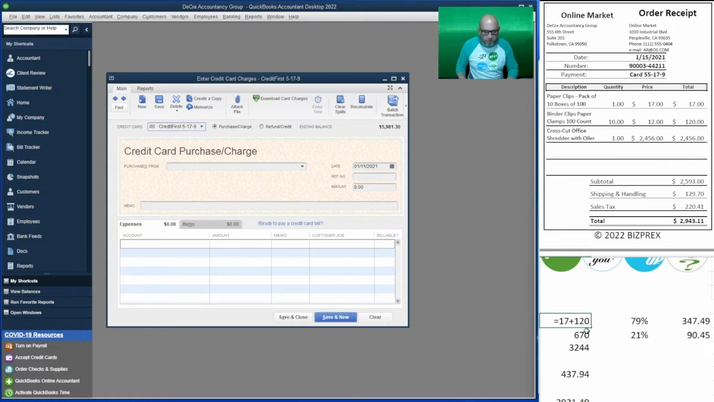17 plus 120. Bottom is 2, 4, 5, 6. Here it is. There's our allocation. Let's do our shipping and handling. And let's see, what is this? That's our top, that's our bottom, that's what we're trying to allocate, correct. Okay, so let's go ahead and book it. Mark it, find the date.